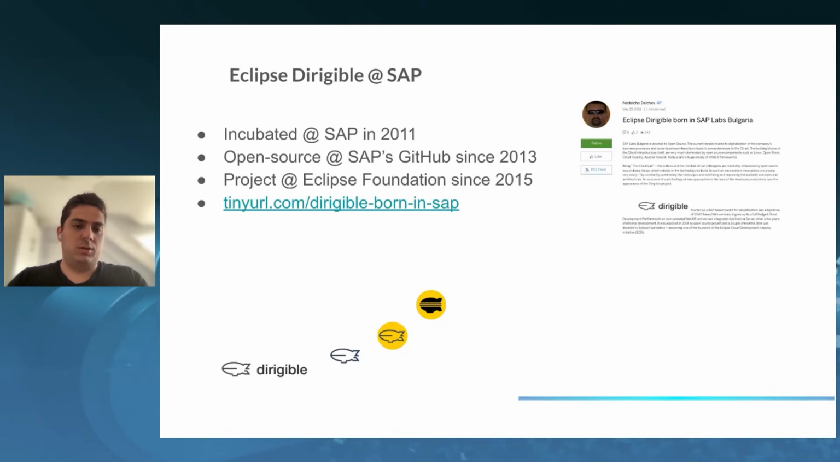Also, Dirigible is part of the Eclipse Cloud Development Tools working group. It is a top-level project, and it has a few other projects like Eclipse J, Eclipse Thea, Cloud Foundry Tools, and a few others. If you are interested in the history, you can visit this tiny URL link, or you can just Google Eclipse Dirigible born in SAP Labs, Bulgaria. It should be the first result in the search engine.